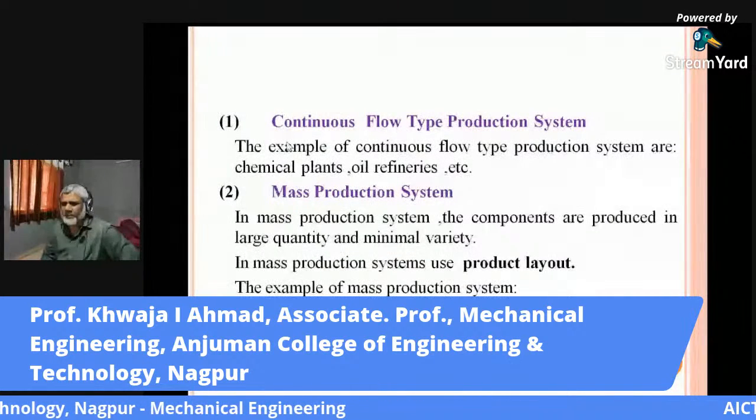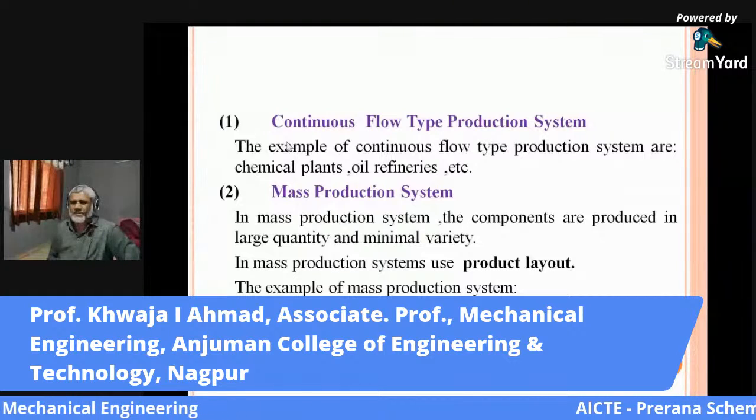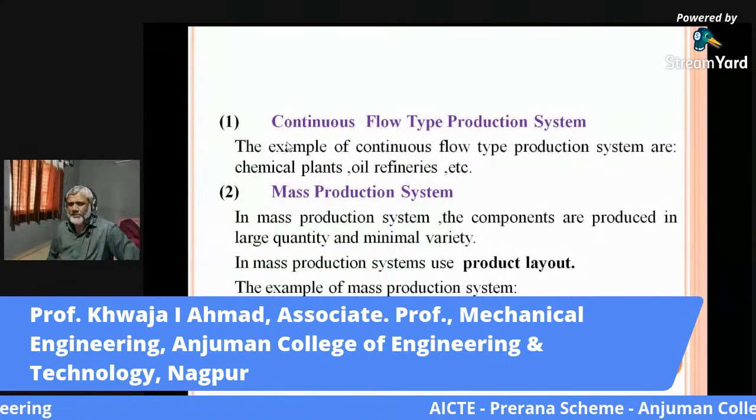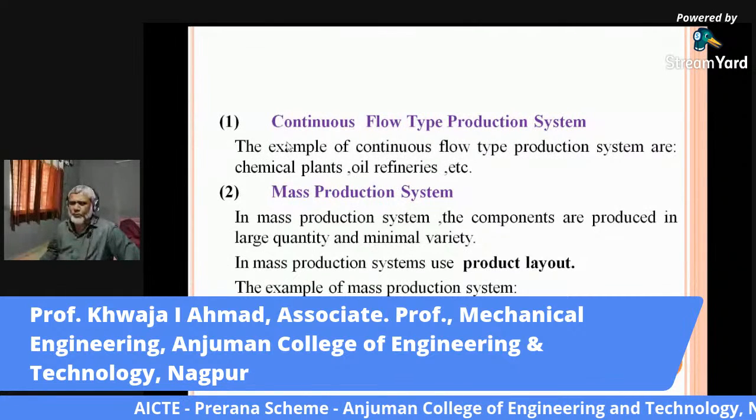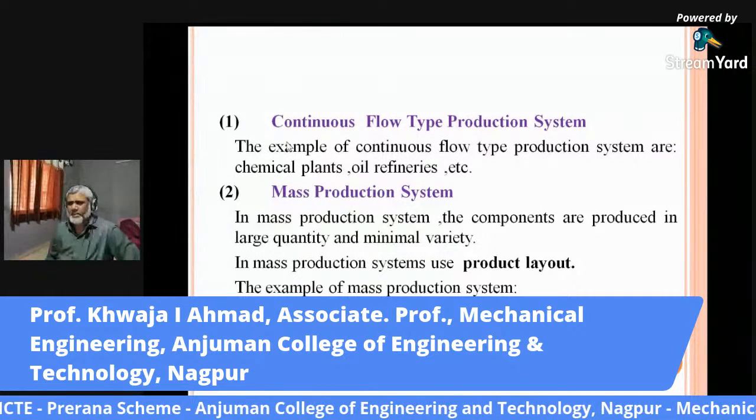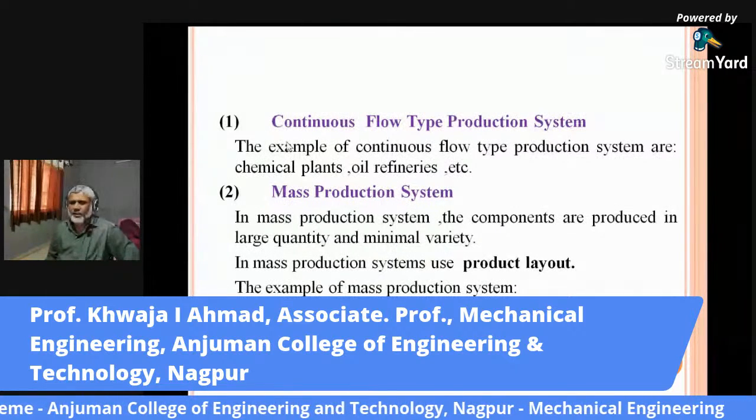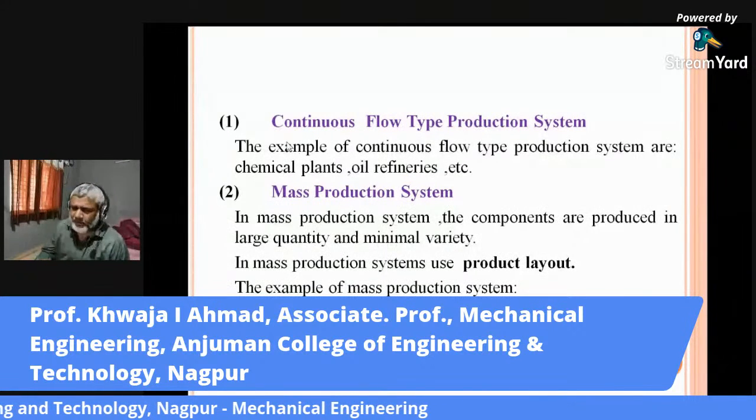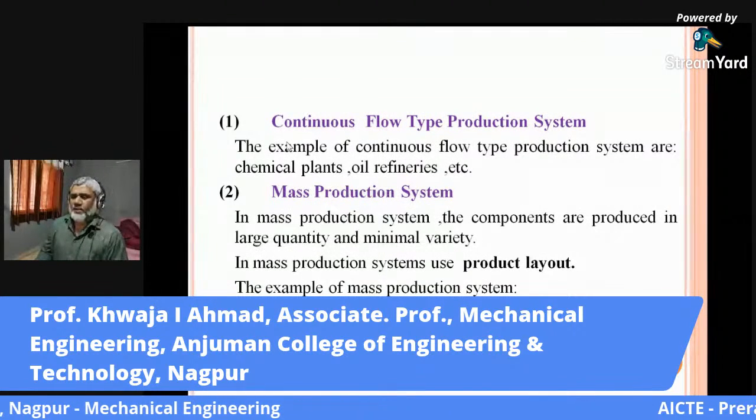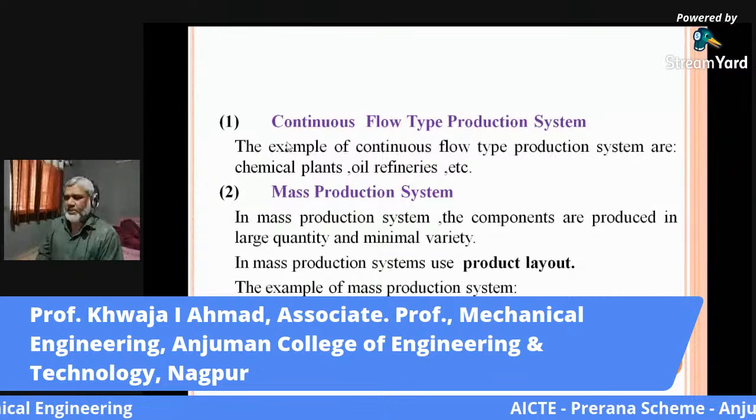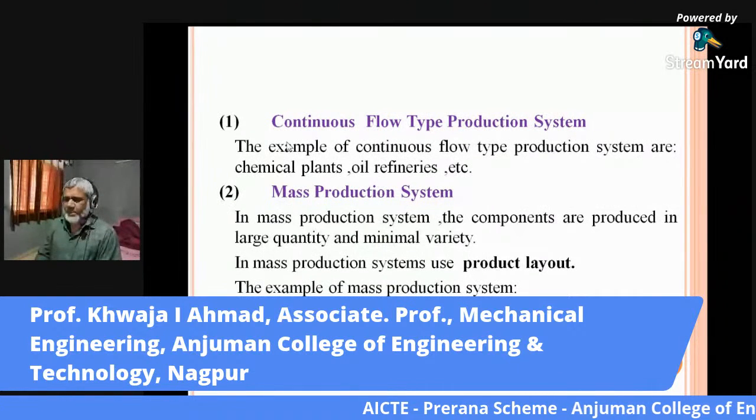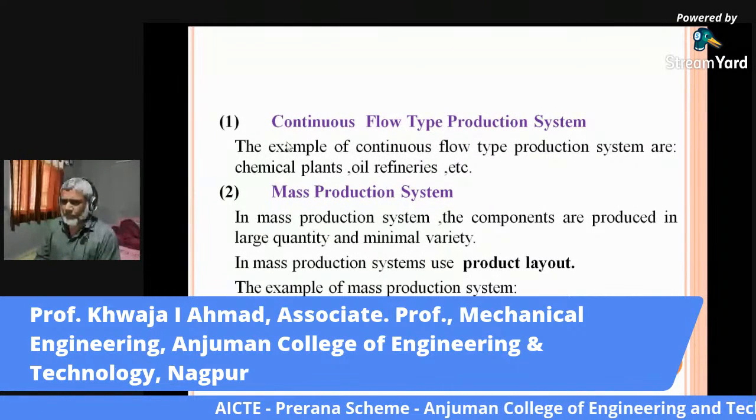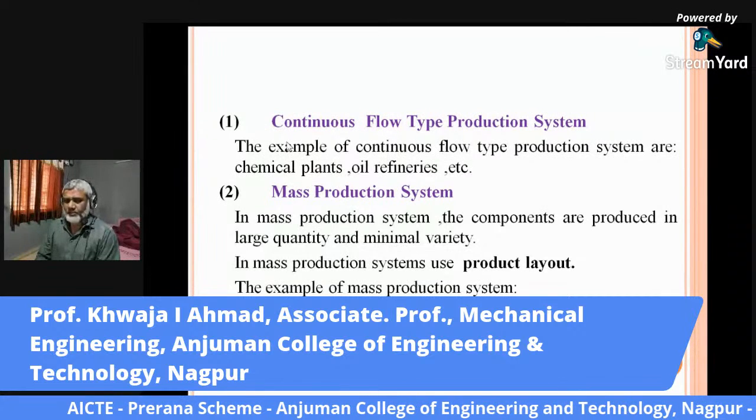Now, what is a continuous flow type of production system? Examples of continuous flow type production systems are chemical plants and oil refineries, where continuous processing of the chemicals and the oils is being done on a three shift basis, or the production is completely going on through the various machines involved there. That is a continuous flow type of production system.